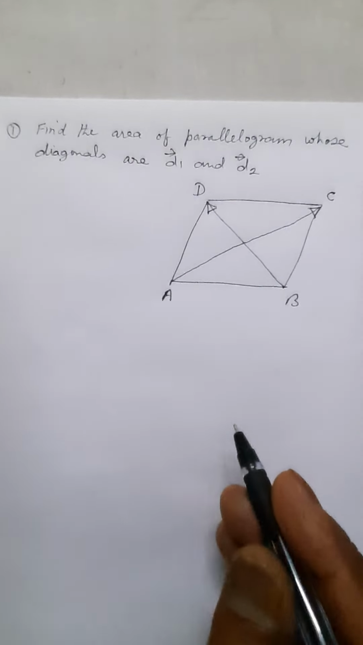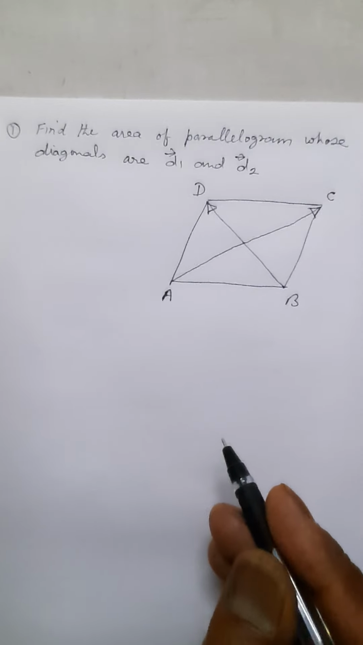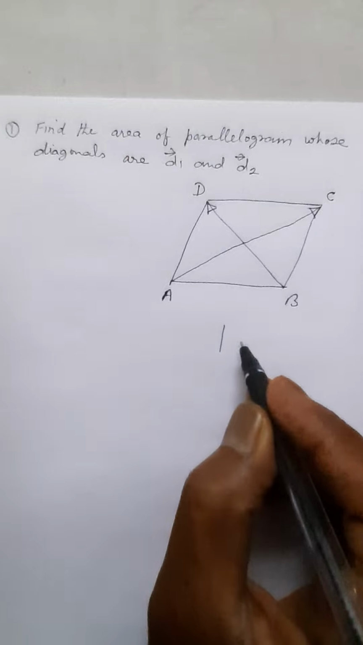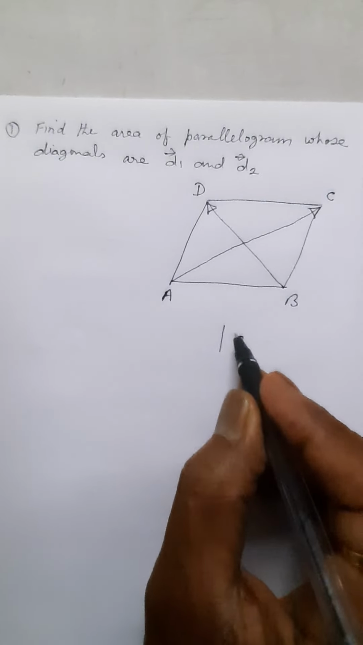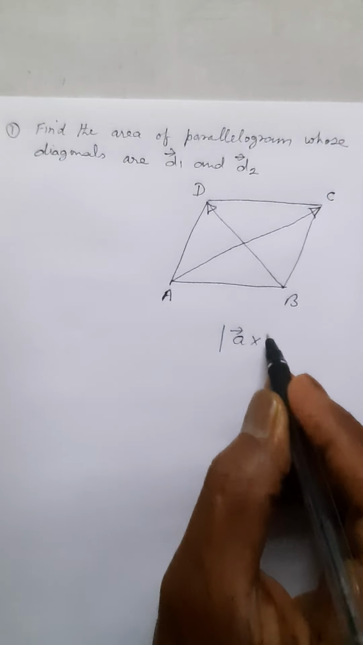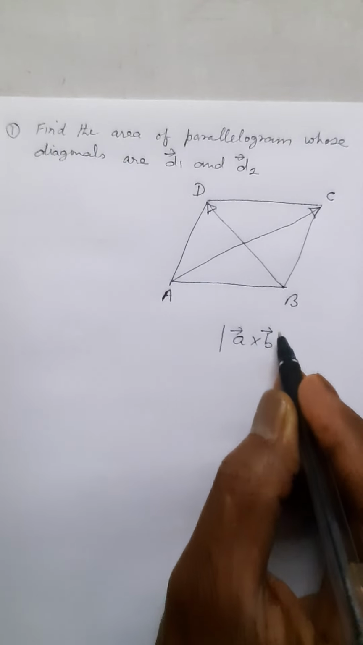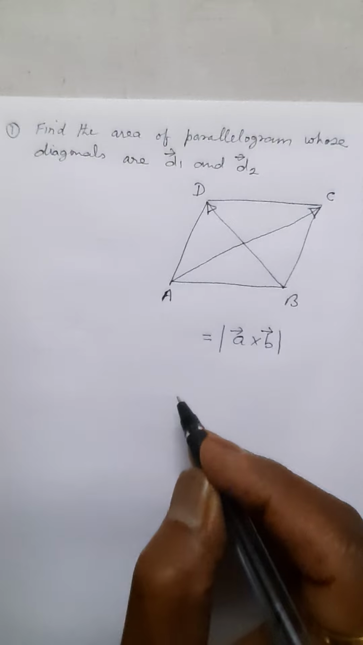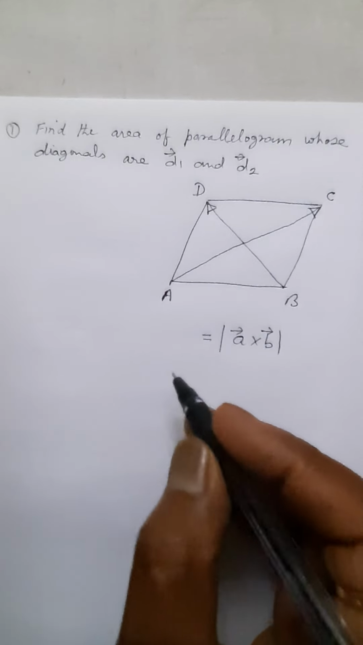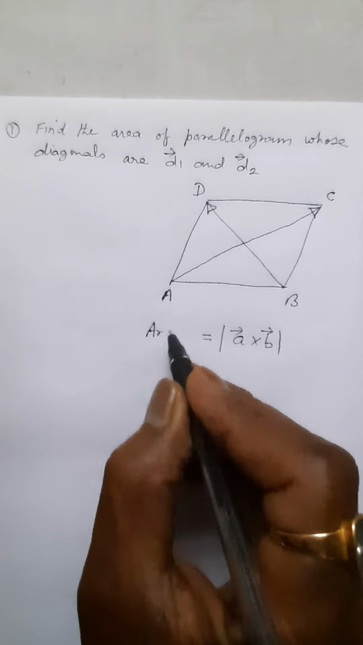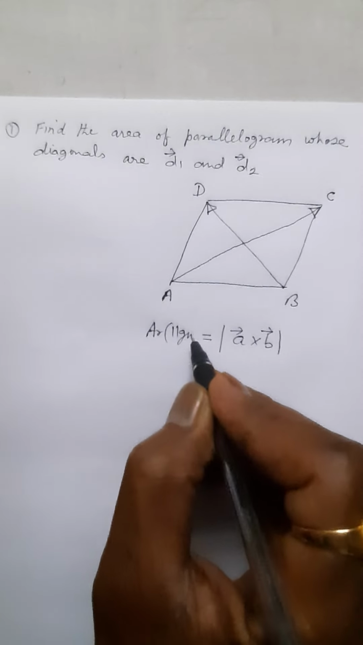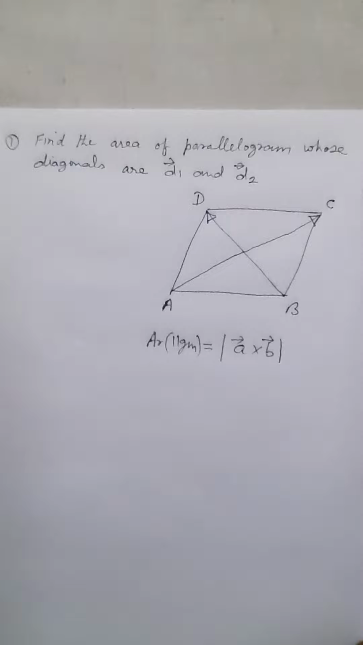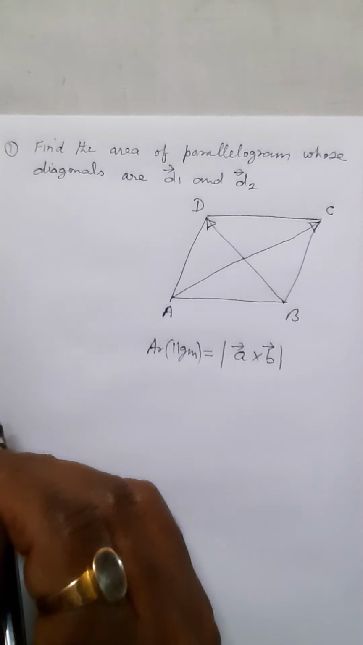We know the area of parallelogram can be obtained by the cross product and magnitude of it. Suppose the two adjacent sides are A and B. Cross product and its magnitude gives you the area of parallelogram. So I will use this concept in this case.